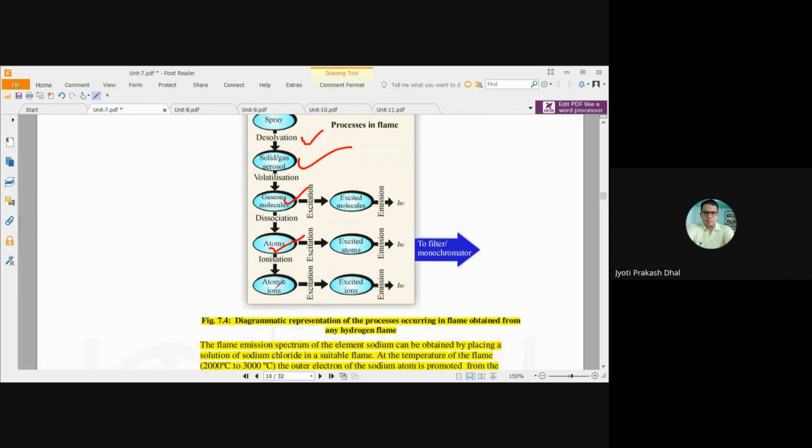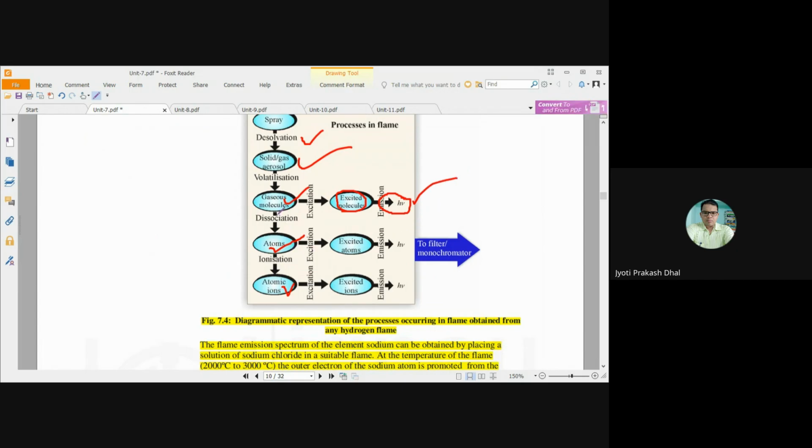And after that, they will undergo ionization, because when they interact with the hottest zone of the flame, this type of phenomenon will occur. After that, the atoms will undergo ionization to form atomic ions. During the process, the gaseous molecules may also undergo excitation, and the excited molecules come back to the ground state by emission, which is called emission spectra. So there will be a chance of emission spectra, which is called molecular emission.